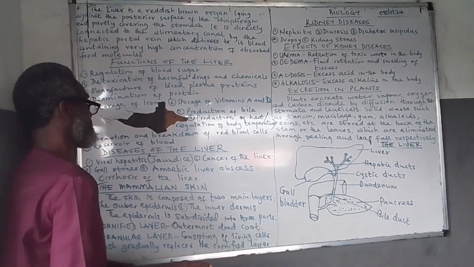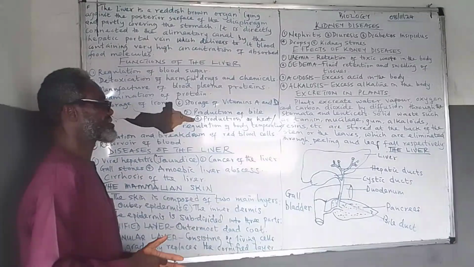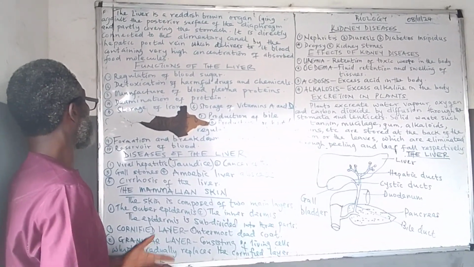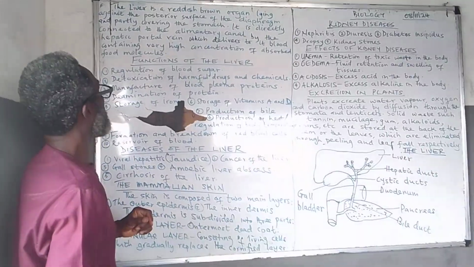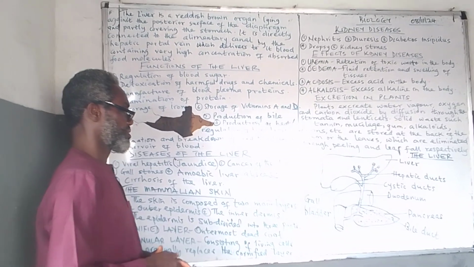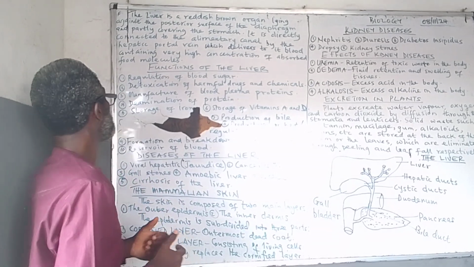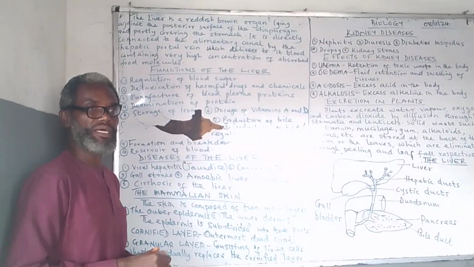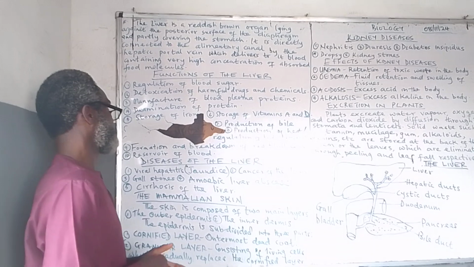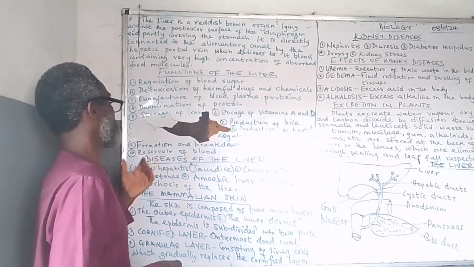It is directly connected to the alimentary canal by the hepatic portal vein, which delivers blood containing very high concentration of absorbed food molecules. The functions of the liver will be explained next. One of them is regulation of the blood sugar. Excess sugar is converted to glycogen and stored in the liver. The liver also helps in detoxification of harmful drugs and chemicals that enter our body.